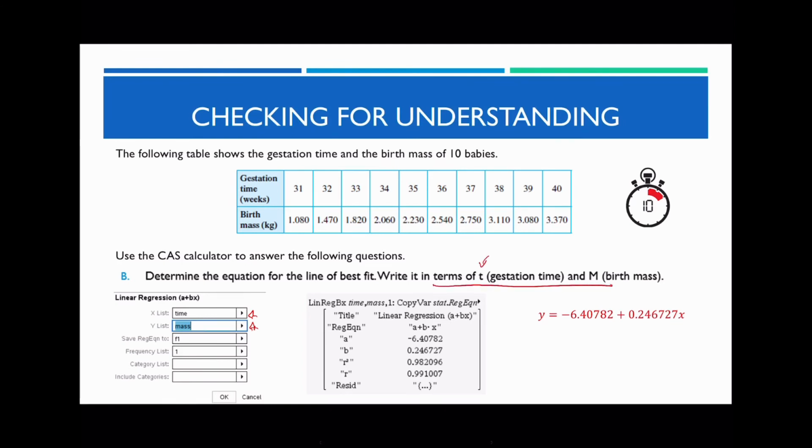T represents your gestation, which is your X. Birth mass represents your Y. So wherever you see Y, replace that with birth mass, or M. I'm just going to be using the letters that the question stated. So therefore, it's going to be M is equal to negative 6.40782 plus 0.246727 T.